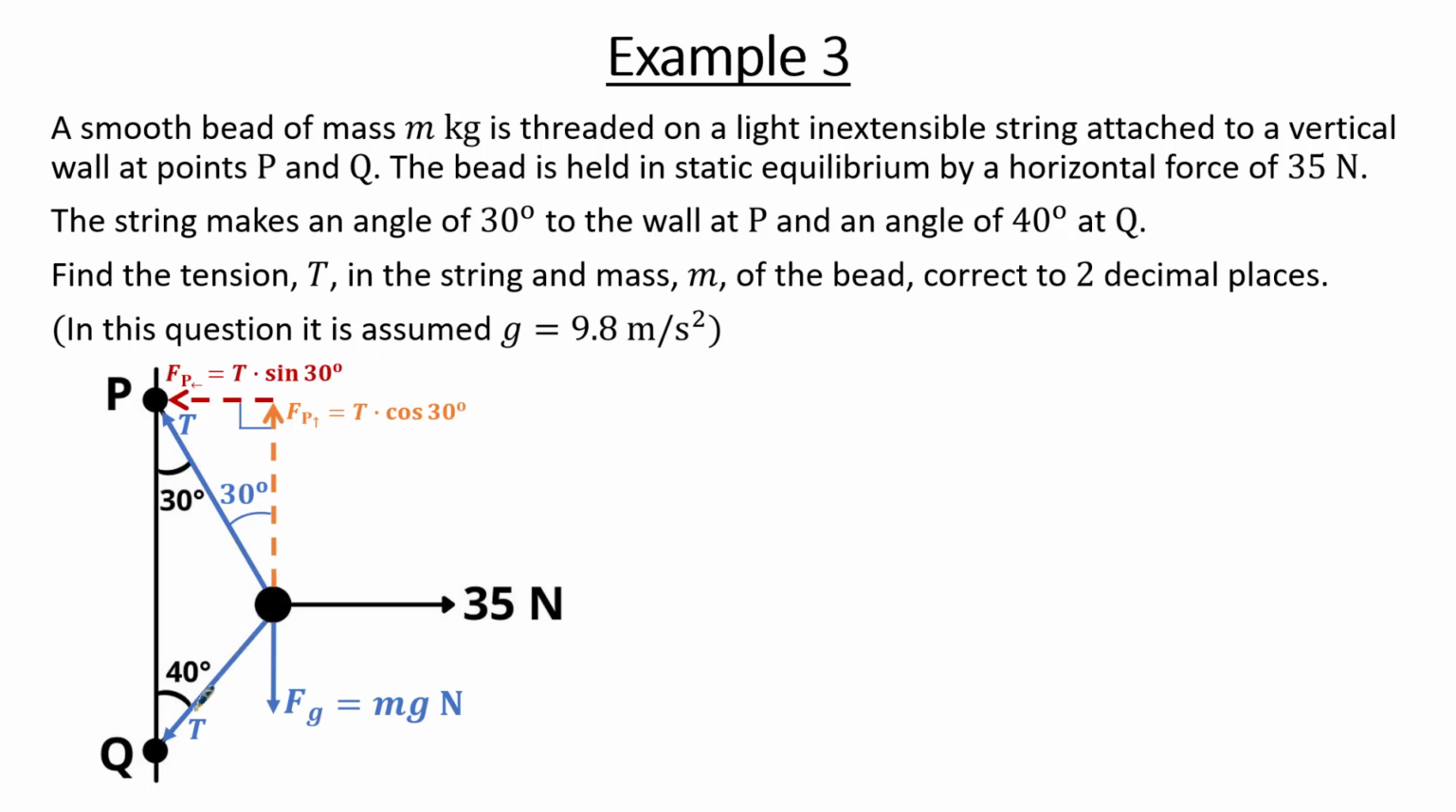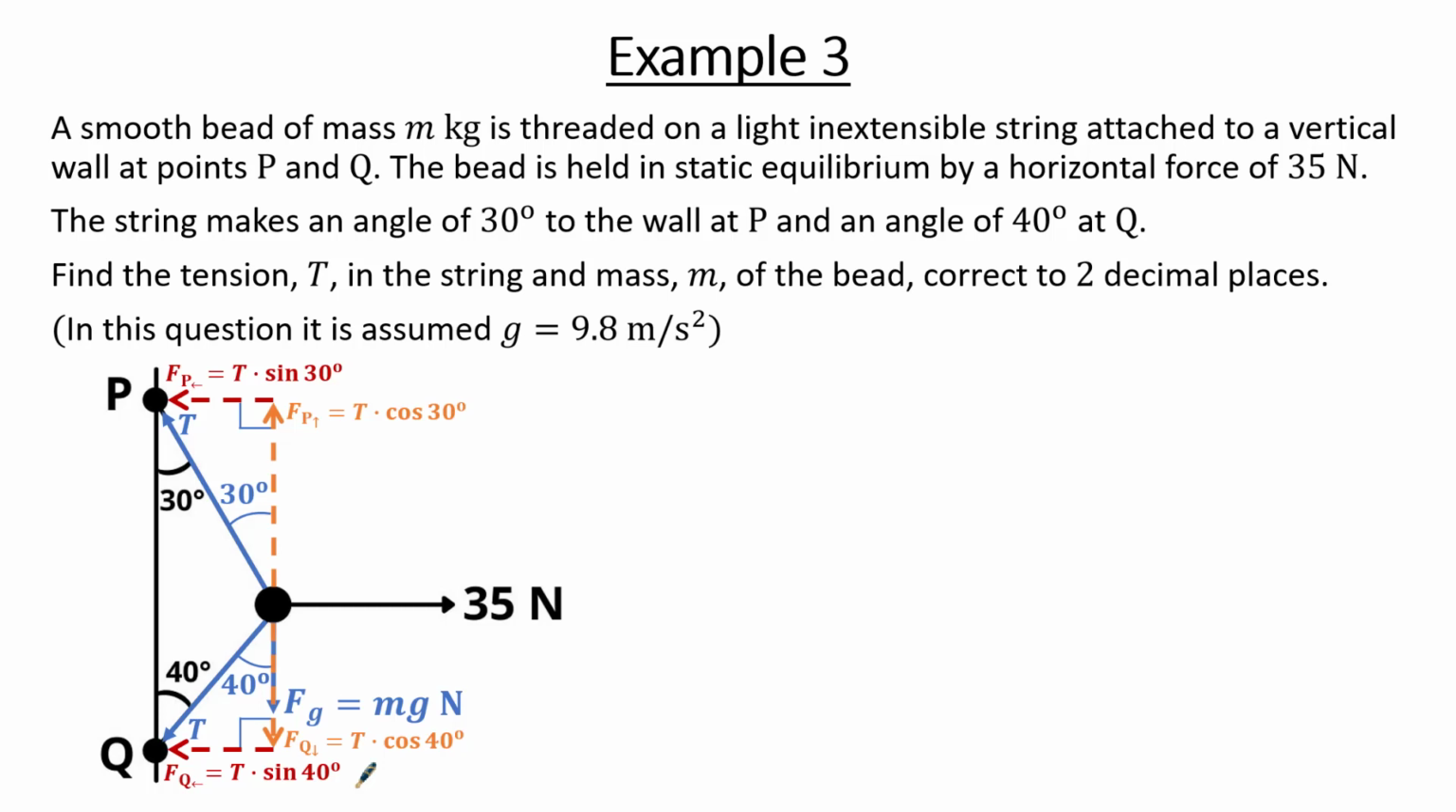Doing the same on the tension force on this side of the string, we note that it's made up of this vertical component going down and this horizontal component going to the left. Again, the angle between the two components is 90 degrees, so this angle here is 40 degrees since we have alternate interior angles. And then this vertical component contains the 40 degrees, so it equals T multiplied by cos 40 degrees. And since this horizontal component does not contain the 40 degrees, it equals T multiplied by sine 40 degrees.